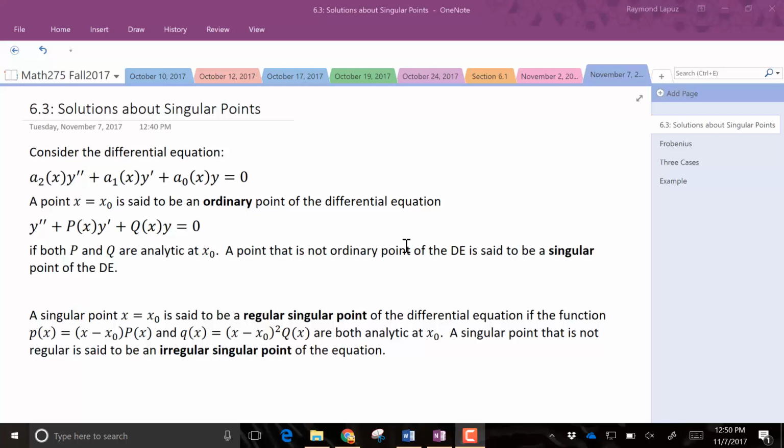Regular, ordinary, singular. Okay, so in 6.2, we dealt with what we call ordinary points, in that they don't have any issues with the denominators being 0, with stuff being undefined or anything like that.